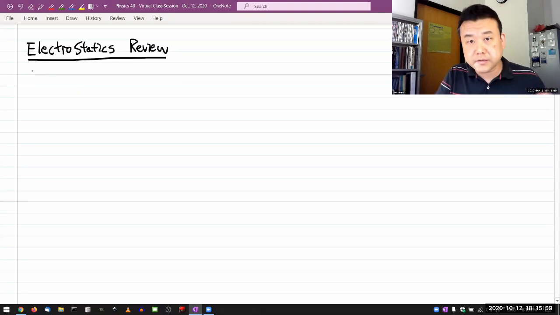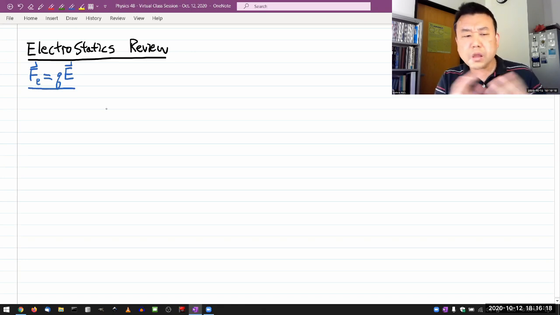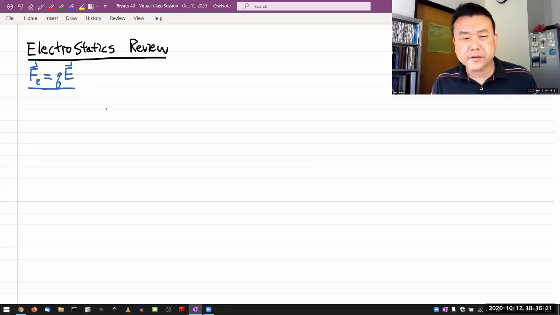That electric field is defined by this relationship. That electric force, which is what we are actually able to measure in lab, is given by electric charge multiplied by electric field. This is the defining expression for electric field. And whenever you feel like you are losing grip on electric field, this is the expression that you come back to, because that's the defining expression.